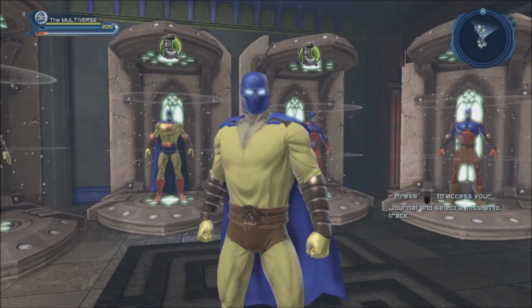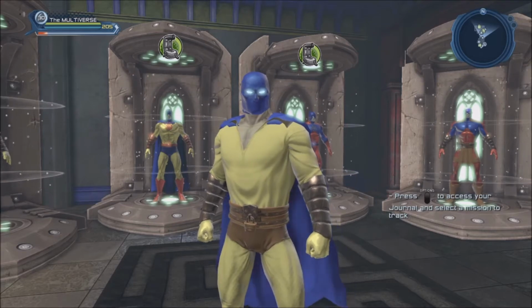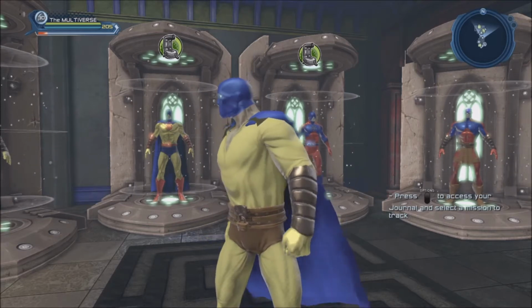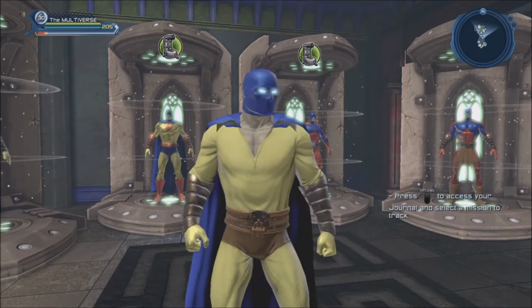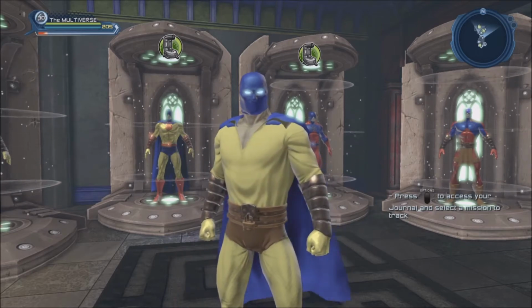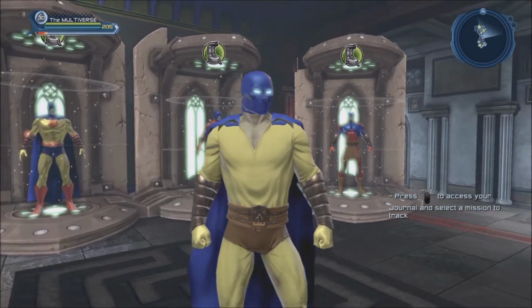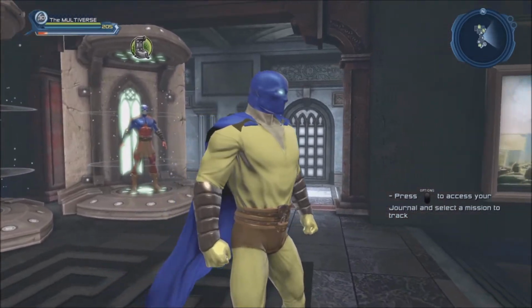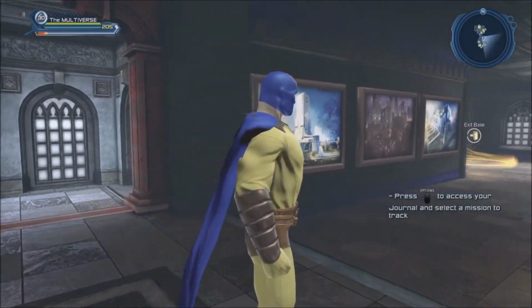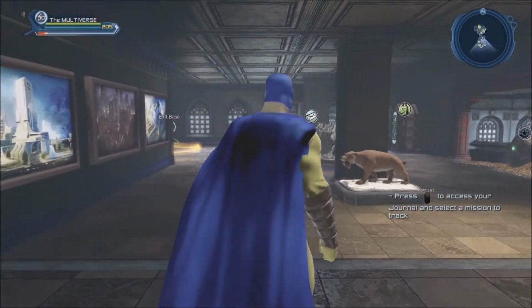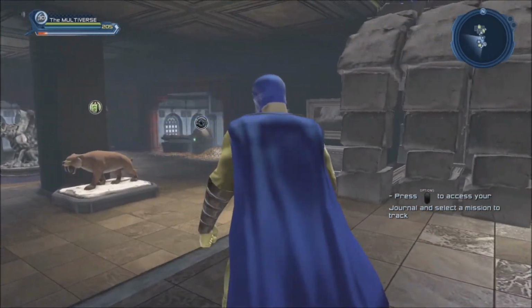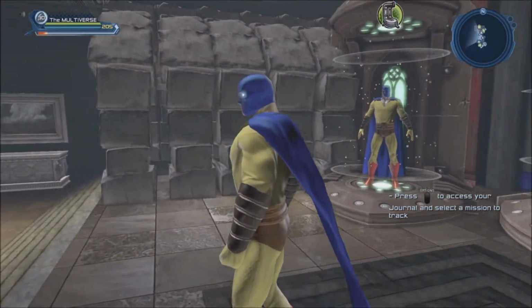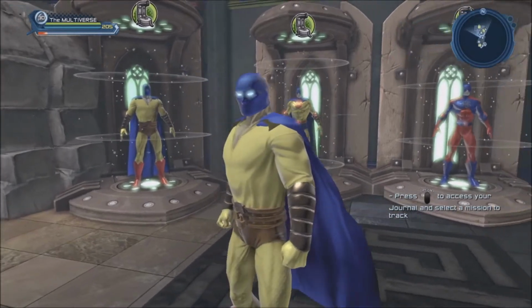Today we're going to take a look at the Atom and some Atom related characters. So let's get started. The first Atom was Al Pratt. You guys may be familiar with Ray Palmer, but long before Ray Palmer, during the era of World War II, there was this little guy called Al Pratt who was also the Atom, who was actually the original Atom.